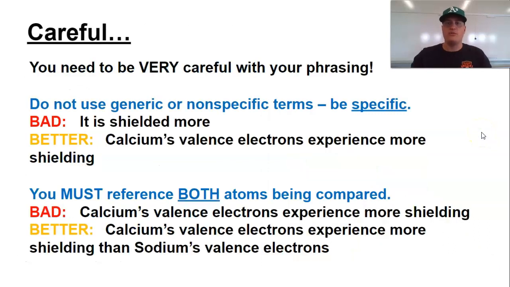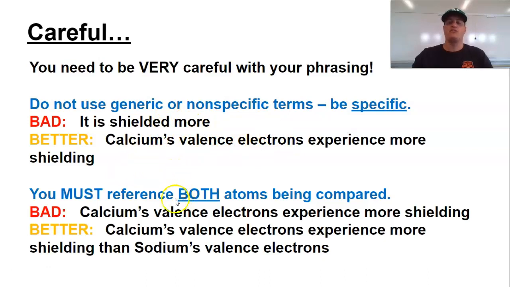So this is one of the AP areas where I want to hit you up with some good techniques so you can be successful there. First off, use specific terms, not generic terms. When you say it's shielded more, that's vague. What is shielded more? Calcium's valence electrons are shielded more.